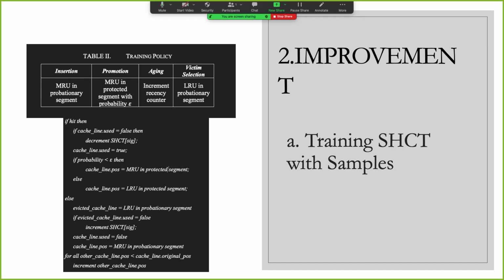In order to improve the performance, first, we can train SHCT with samples. The LRU stack is divided into two logical segments. When a cache line comes, the following algorithm is applied. Here is the code of the algorithm.